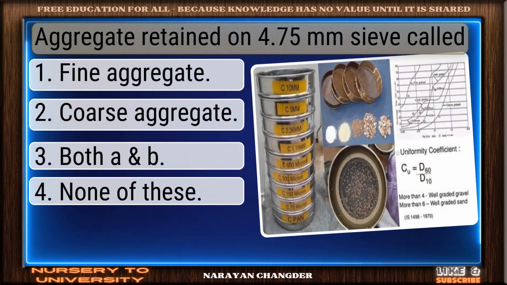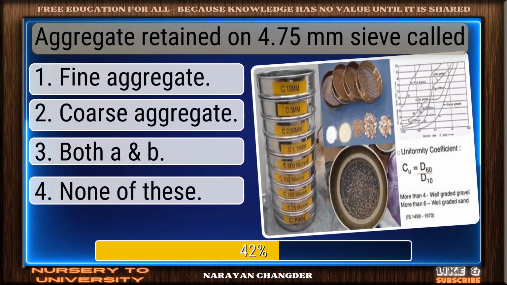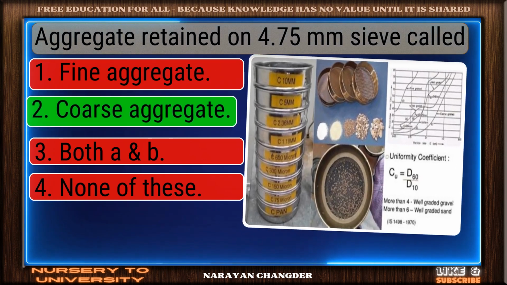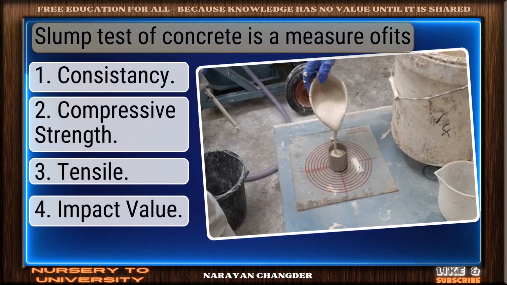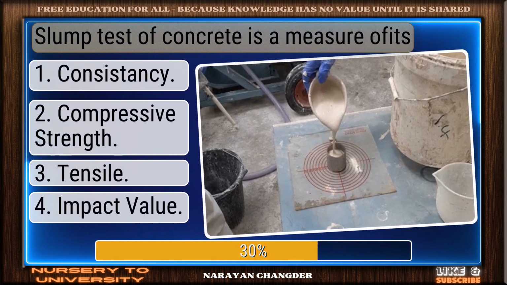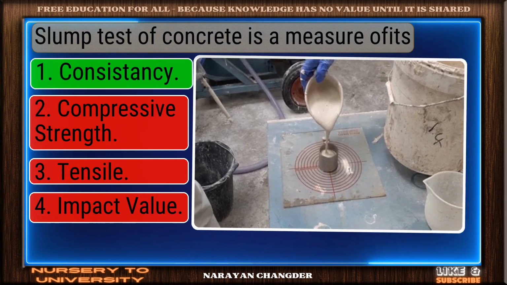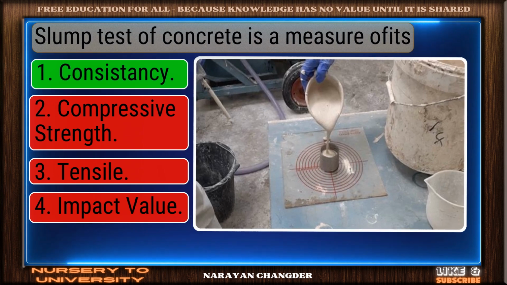Aggregate retained on 4.75 mm code. Right again. Coarse aggregate is a valid answer. Slump test of concrete is a measure of its. Smart pick. Consistency is the correct choice.